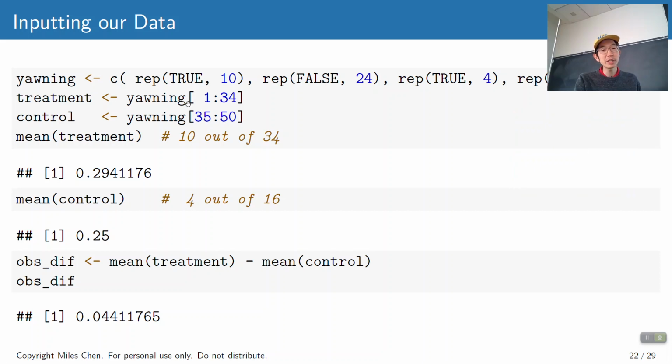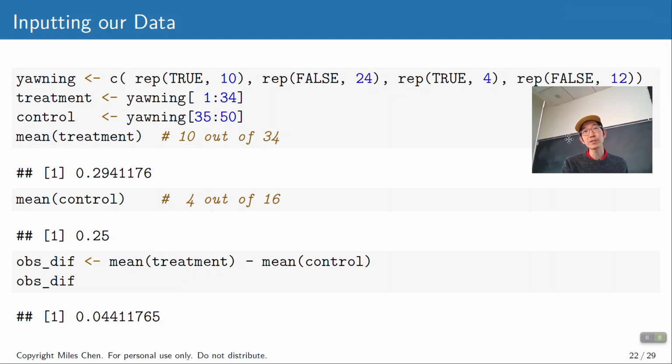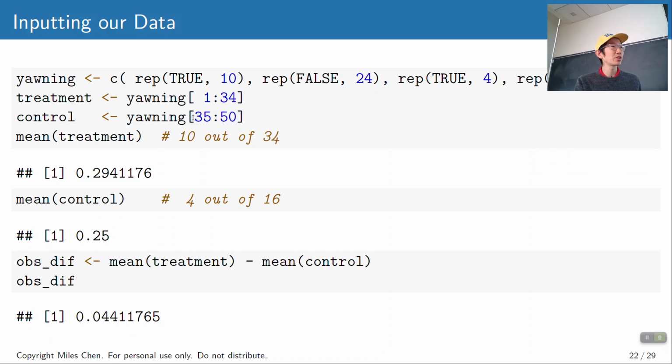I've arranged them so that the first 34 values represent our treatment group, where we have 10 out of 34 true values, and then in the remaining 16 we have 4 out of 16 that are true. But overall, in yawning, I've got a vector of 50 with 14 true values and 36 false. Okay, so the first 34 we're going to put in treatment, the remaining 16 in control, and I'm going to take advantage of R's ability to calculate a proportion based on a logical vector.